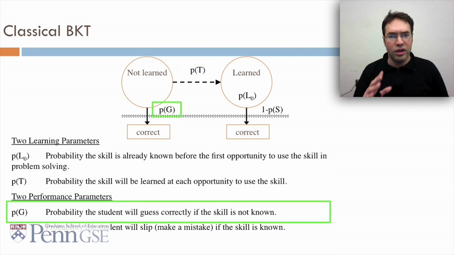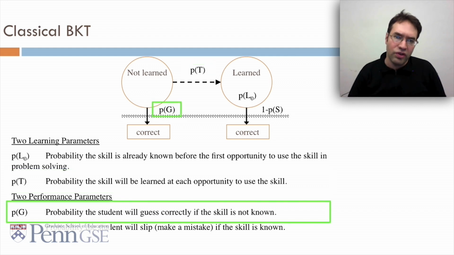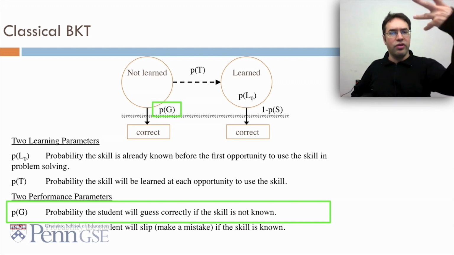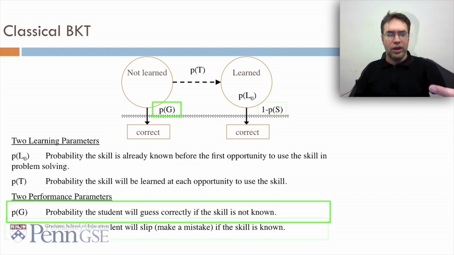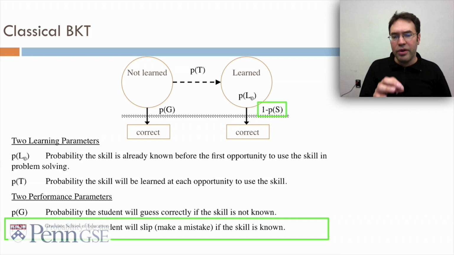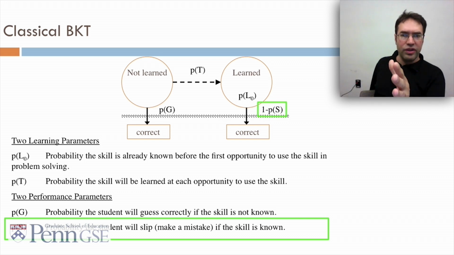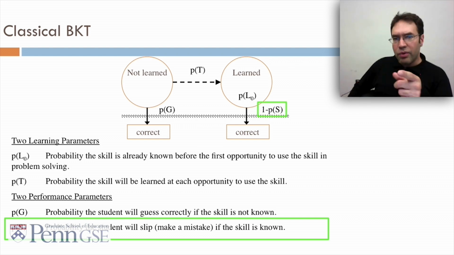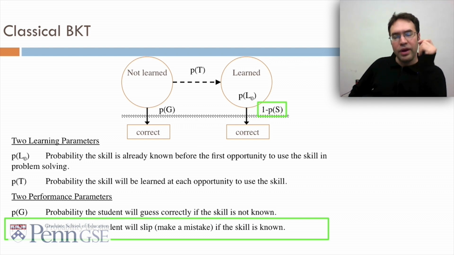P of G, the probability the student will guess correctly if the skill is not known. So even if they haven't learned the skill, there's still a certain probability they'll get it right. And P of S, the probability that the student will slip and make a mistake even if the skill is known. Now notice that the probability of correct, given that you know it, is 1 minus P of S. In other words, if there's a 20% chance that you'll slip, then there's an 80% chance you'll get it right if you know it.